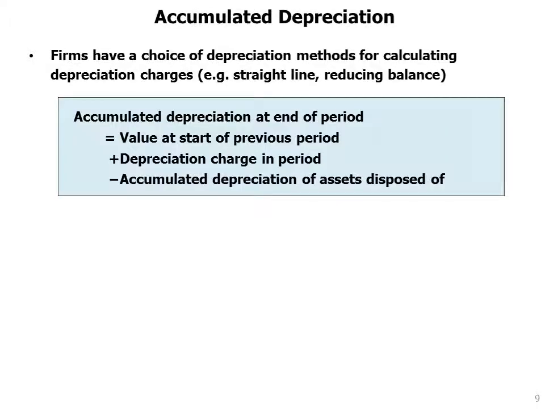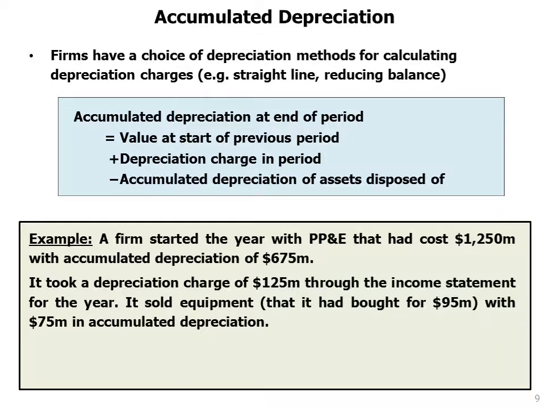Firms have a choice of depreciation methods that they can use to calculate the depreciation charge: straight line, reducing balance. We'll look at these in more detail when we look at depreciation as a topic. But for now, we're just going to look at the effects in terms of the statement of financial position. So accumulated depreciation at the end of the period is equal to the value at the start of the period plus the depreciation charge in the period, which was taken through the income statement as an expense, less accumulated depreciation of assets disposed of.